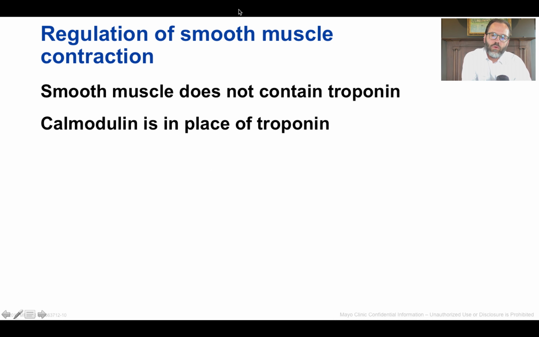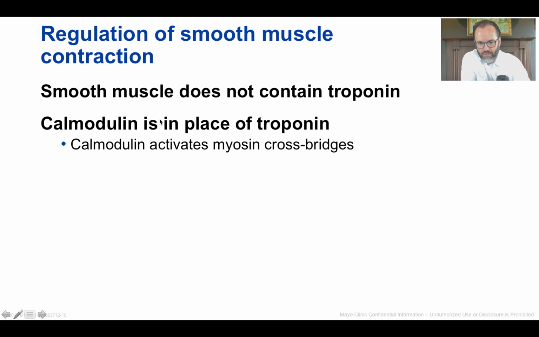Now, when we're looking at regulation of smooth muscle contraction, it is a bit different than what occurs in striated muscle or in cardiomyocytes. With smooth muscle contraction, we have a muscle that does not contain troponin as a primary regulatory molecule. Instead of troponin, as in striated muscle, we have a molecule called calmodulin. Calmodulin is a critical molecule for activating myosin cross bridges.